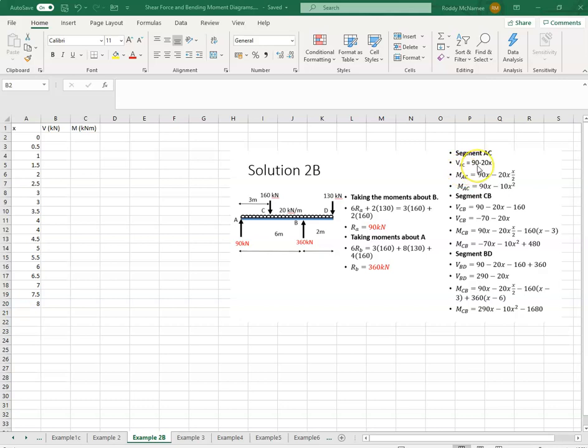So the shear force between A and C is 90 minus 20 kilonewtons. So I've marked this as kilonewtons. So that's equal to 90 minus 20 multiplied by x. And I copy that to the 3-meter line. And then at 3 meters, it goes from C to B.